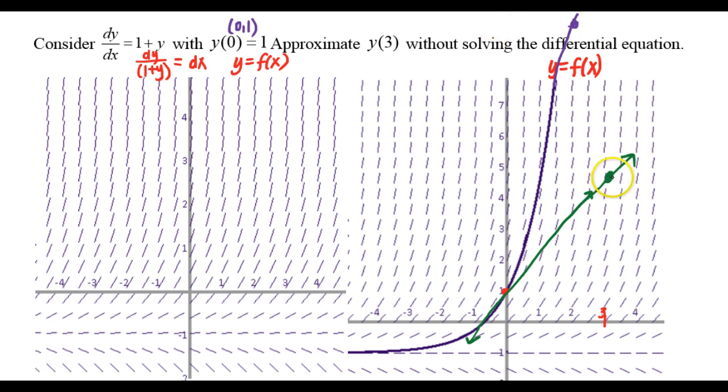So what we want to do is use Euler's method to create a series of line segments that are going to hug the curve. And this first linear approximation is going to be the first line that we consider.